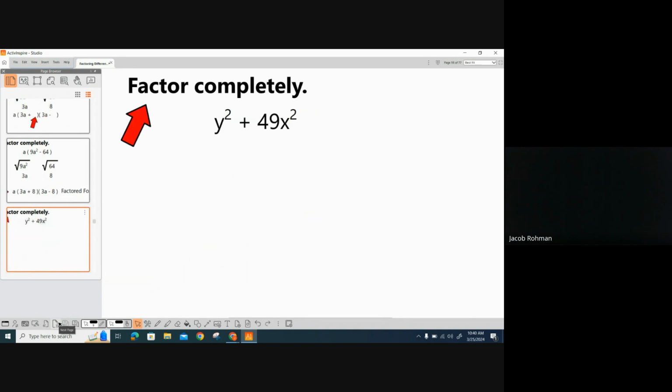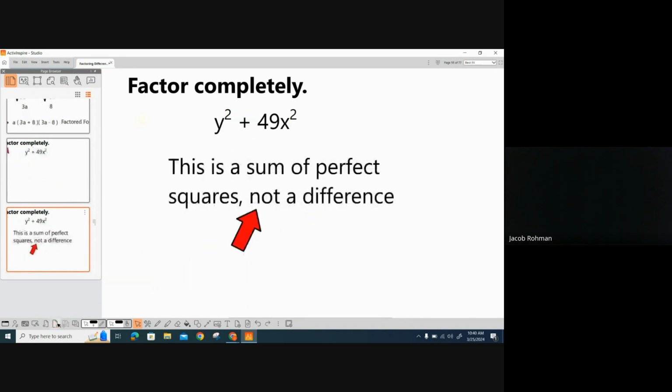Next example. Here, this would be prime because there's no GCF, but this is a sum of perfect squares. Notice this is a plus sign. Both of these are perfect squares, but this is a plus sign, so we can't say it's a difference. So there's really nothing to do factoring-wise here because it doesn't have a GCF and it's not a difference of 2 squares. So we would call this prime.